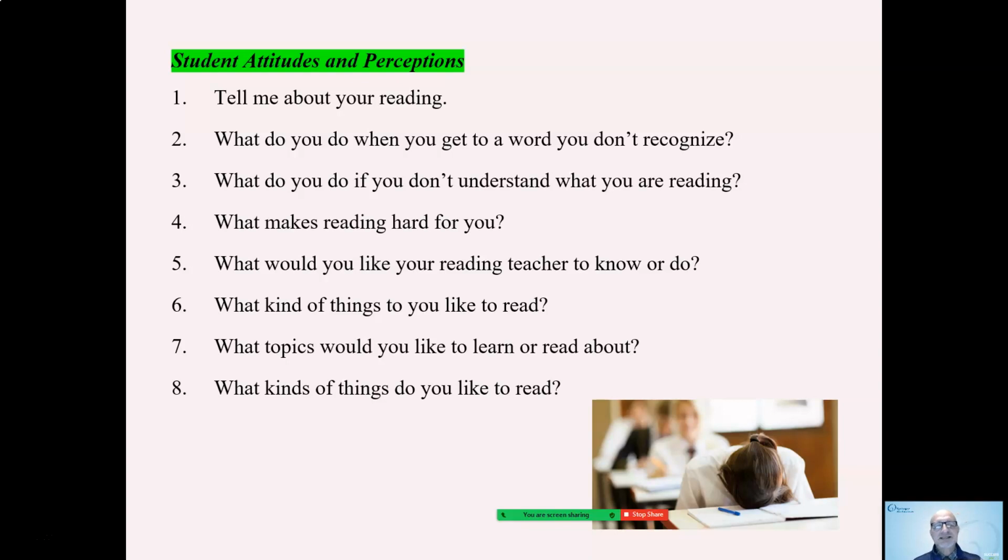And before I sit down with any kid and do a miscue analysis, I always say, well, tell me about your reading. What things give you problems? What do you do when you get to a word you don't recognize? What do you do if you don't? These are questions we should be asking and writing down the answers. What makes reading hard for you? What would you like your reading teacher to know or do? What kinds of things do you like to read? Not all of these, but some of these questions should be asked.